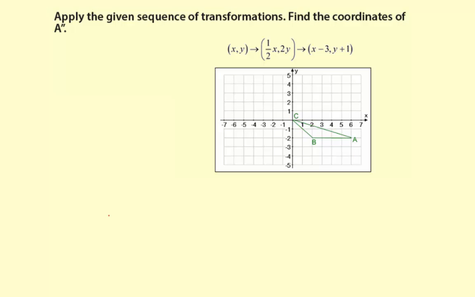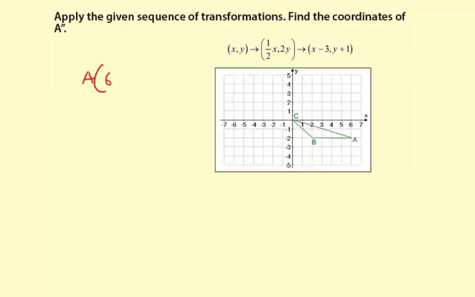Apply the given sequence of transformations. Find the coordinates of A double prime. So let's take a look. We have (x, y) goes to (1/2 x, 2y), and then goes to (x minus 3, y plus 1). So I'm going to find the coordinates A, B, C.